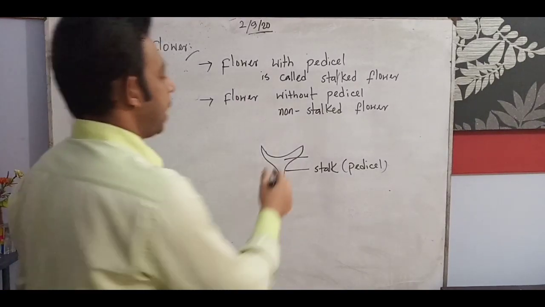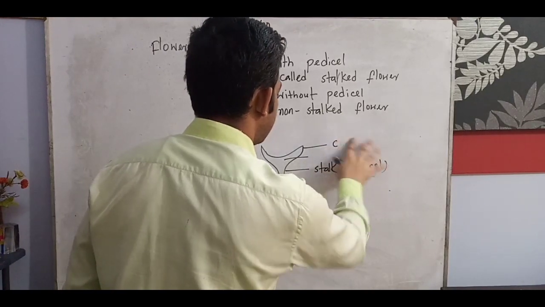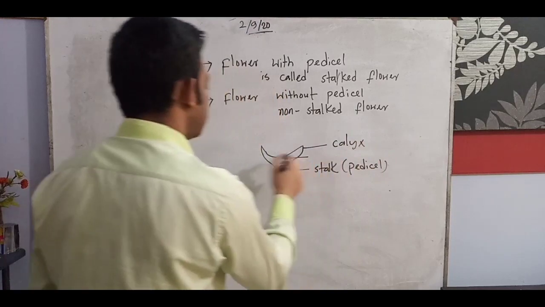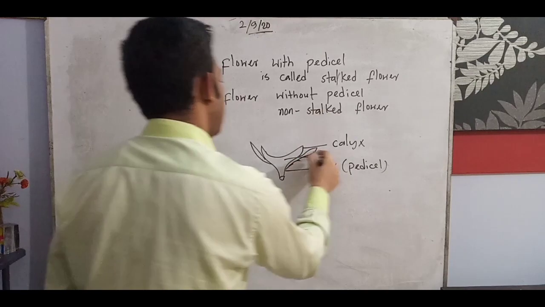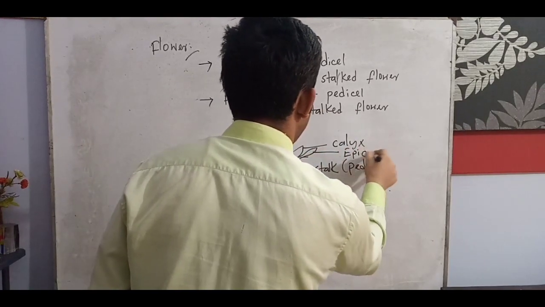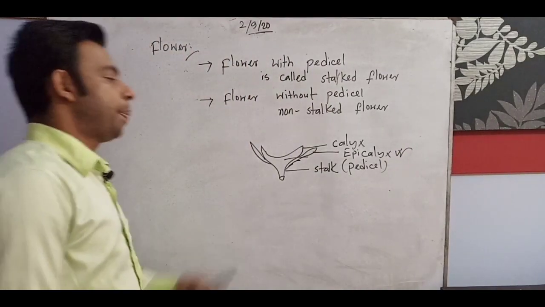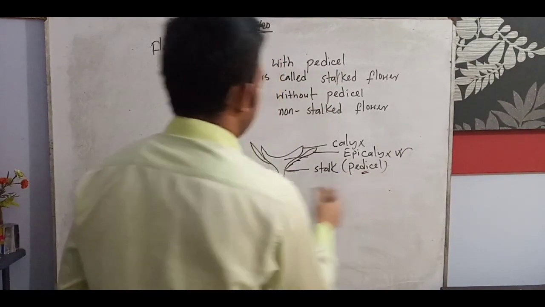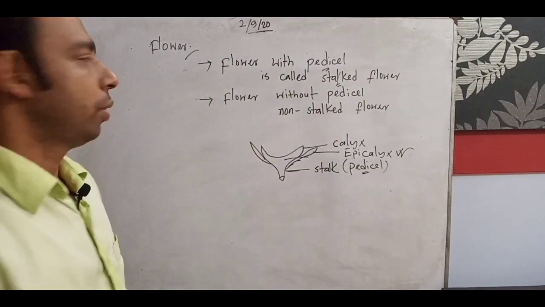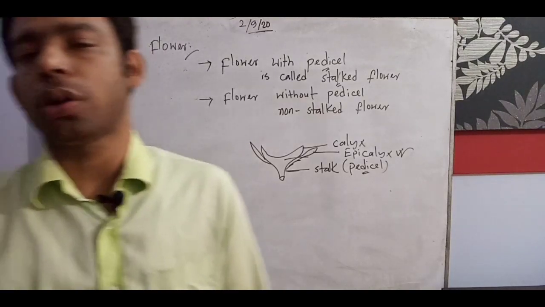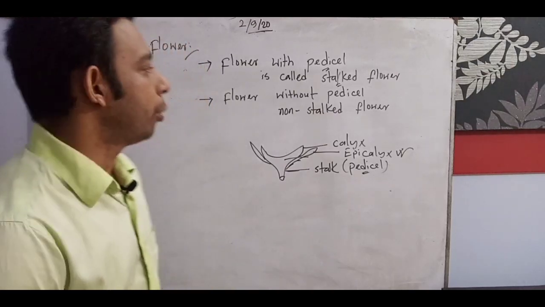Some flowers have special parts. This is the calyx, and sometimes you will see more than that, the epicalyx. Around the calyx is the epicalyx, and a stalk is known as the pedicel. If any flower has a pedicel, it is a stalked flower. Without a pedicel, non-stalked flower. So the general structure of the flower, drawing the figure, and much information we learned today. So I hope you learned this.